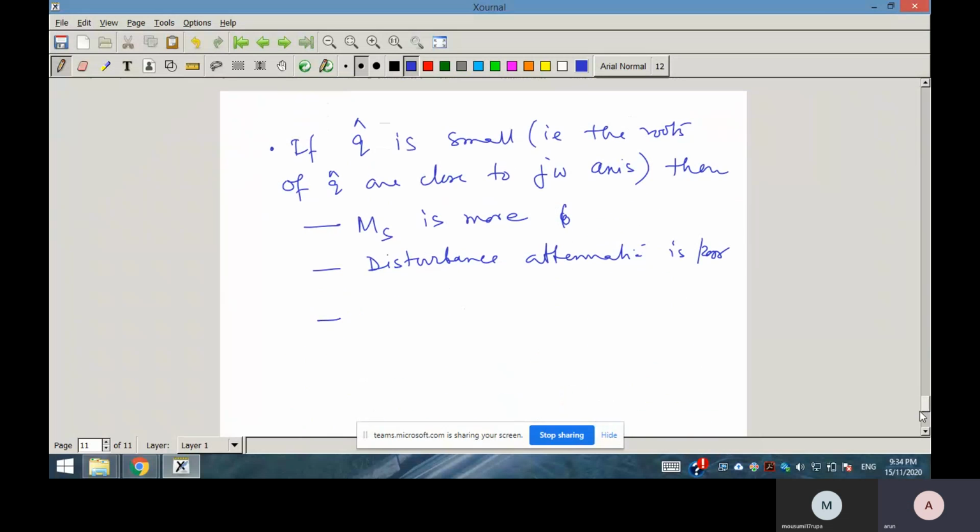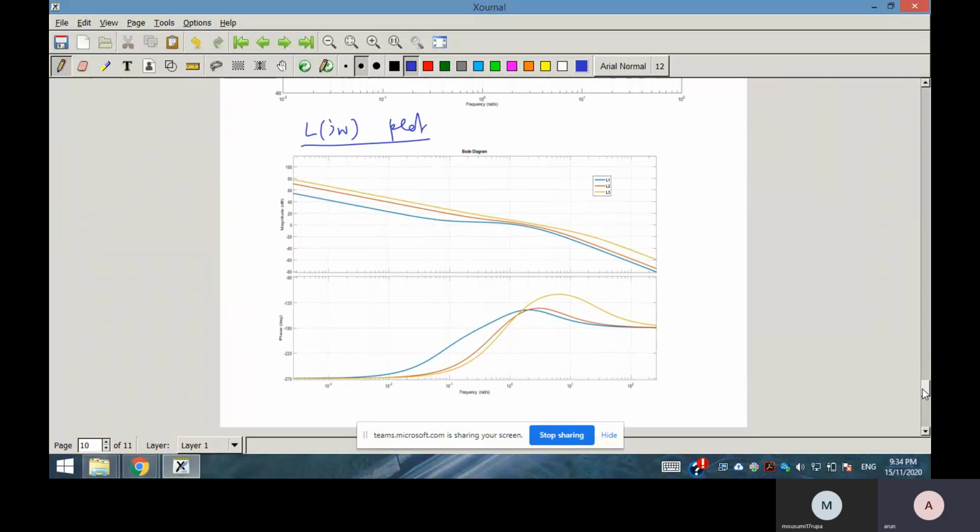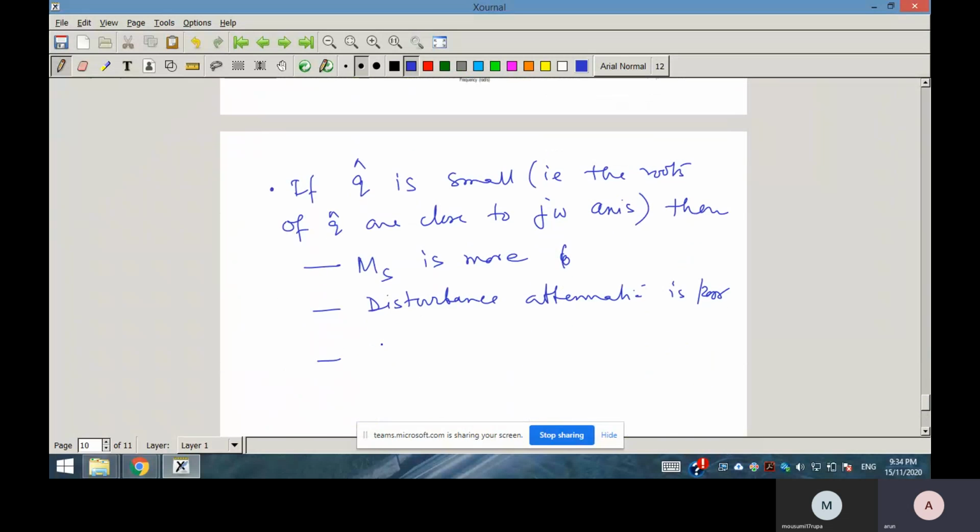And what about noise attenuation? Noise attenuation, you see that the high frequency gain is less compared to the others. So noise attenuation is better.